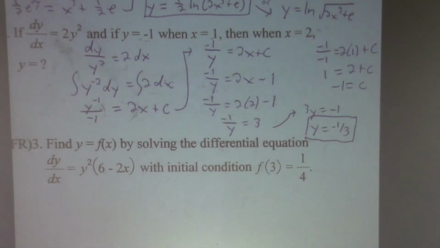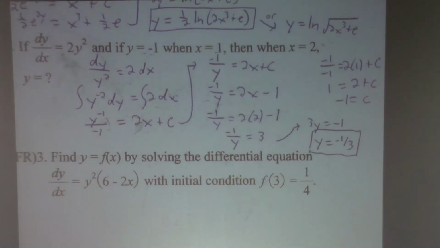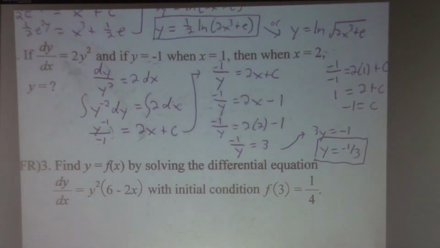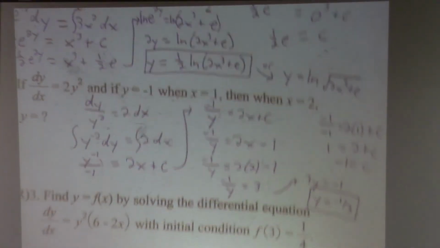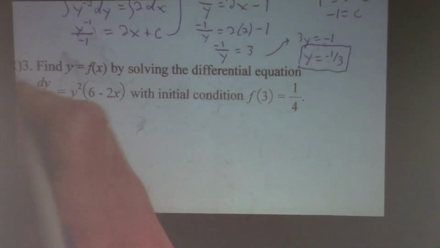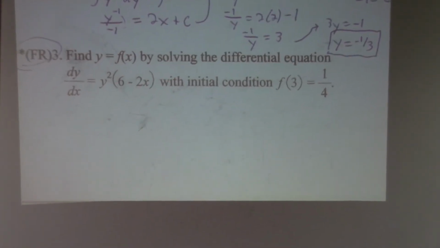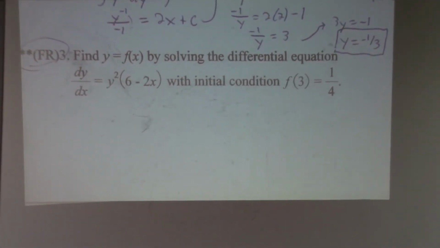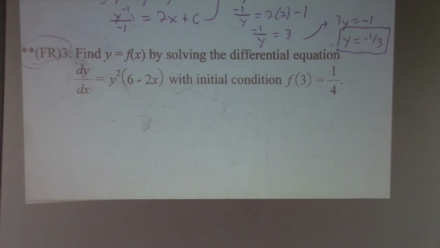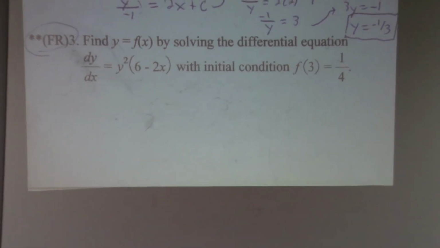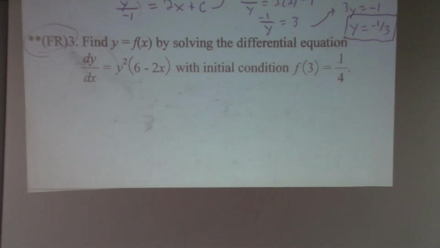Okay, take a second to make sure you feel good about 1 and 2. And we're going to scroll up here and look at the last problem on the note card. And the last one is also straight off of an old free response. Find y equals f of x by solving the differential equation dy dx equals y squared times quantity 6 minus 2x with the initial condition that f of 3 equals 1/4.